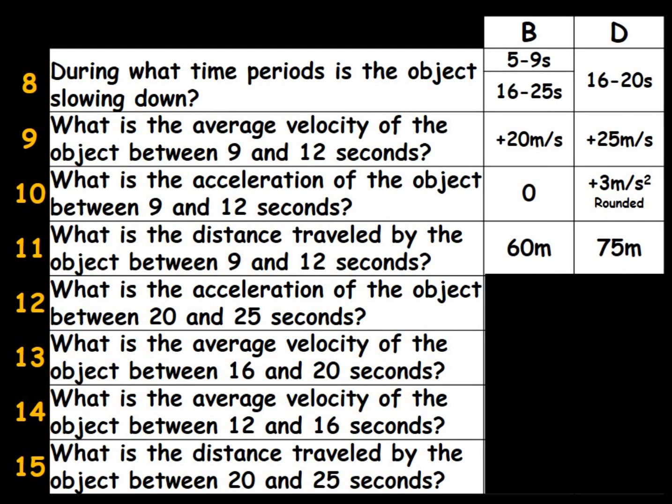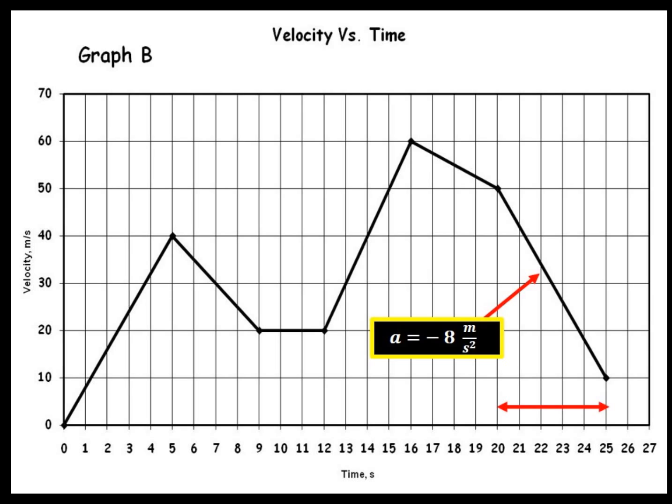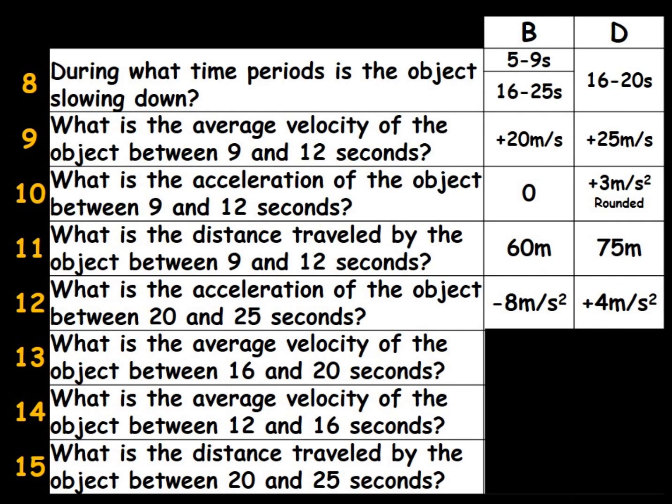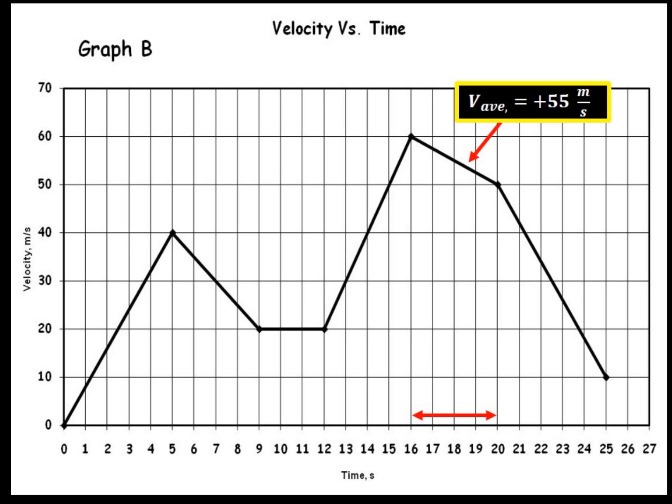Velocity times time is going to be the equation for that. And then what is the acceleration of the object between 20 and 25 seconds? What is the average velocity, the average acceleration, sorry? That's -8 meters per second squared for that time interval. And you see that there are 2 different accelerations, even though it's slowing down. Plus 4 meters per second squared. So that's going to be negative 8 meters per second squared and plus 4 meters per second squared. Pretty easy.